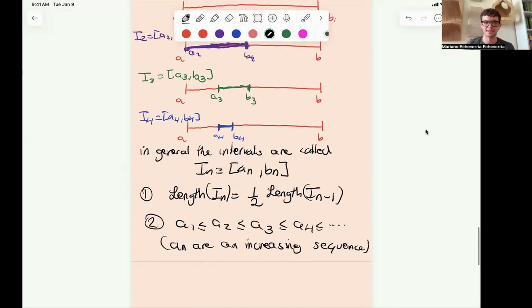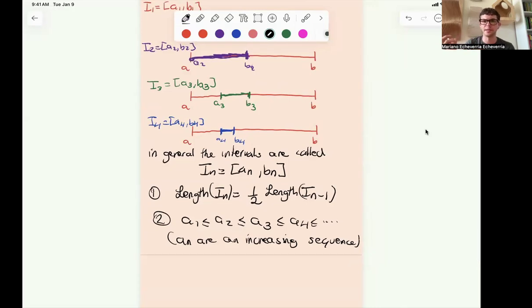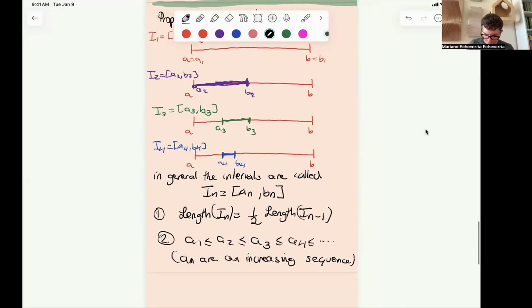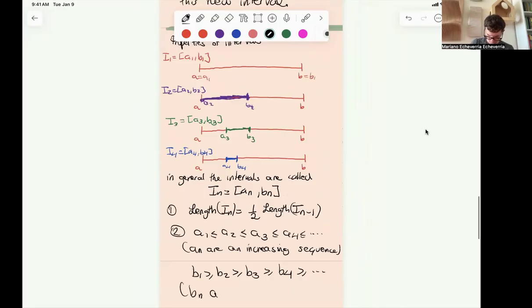And the B's are working the reverse way. So what I want to say is that B1 is greater than or equal to B2, greater than or equal to B3, greater than or equal to B4, and so on. So the B_n are decreasing. They're moving to the left. Is that making sense? Is that okay so far?